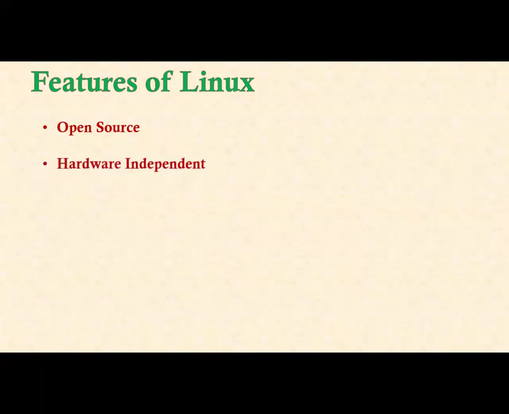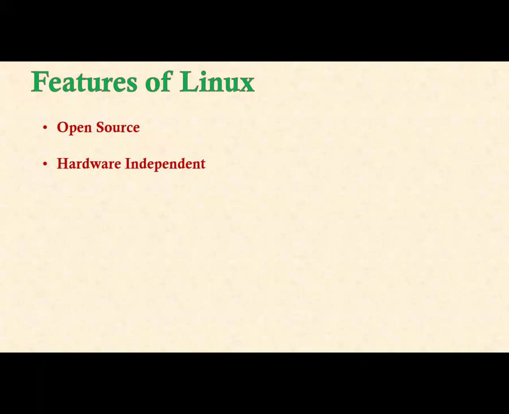And the next big thing here is that it is hardware independent. Remember Unix: HP-UX, IBM AIX, Sun Solaris, Mac OS, all these very big operating systems came in the early 1980s. But the problem with those operating systems was that you could run HP-UX only on the HP machine, Sun Solaris only on the Sun hardware, Mac OS only on the Apple machines.